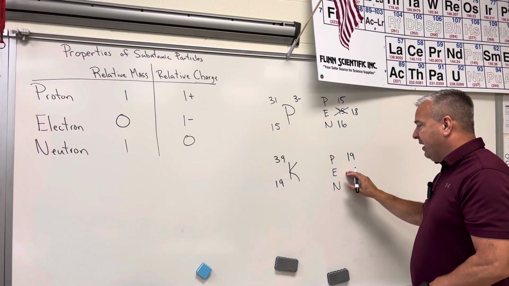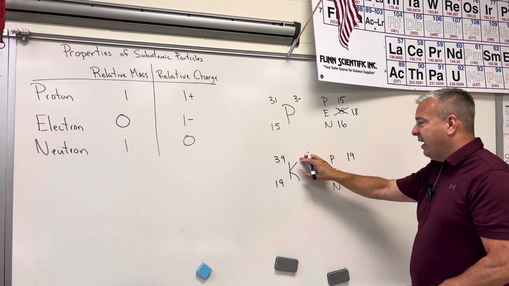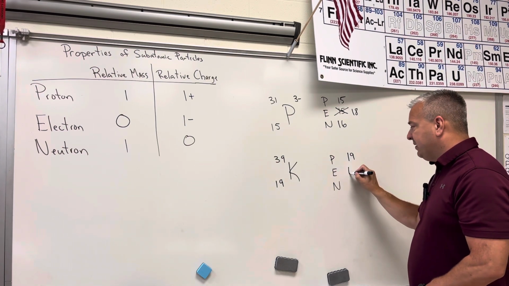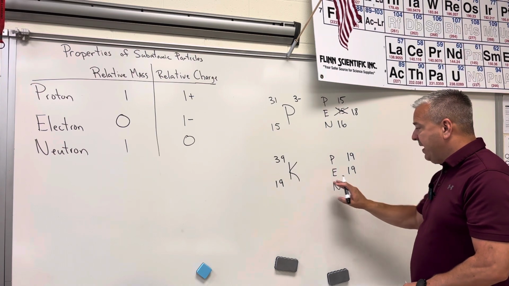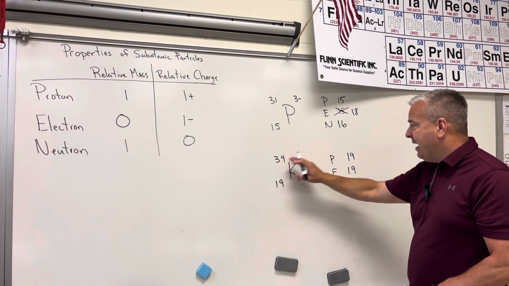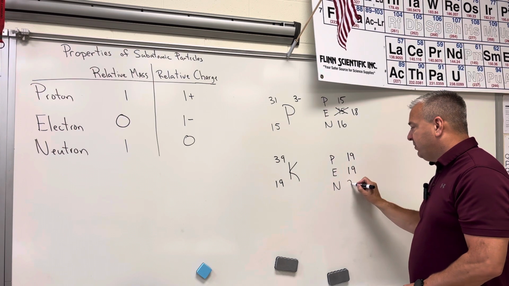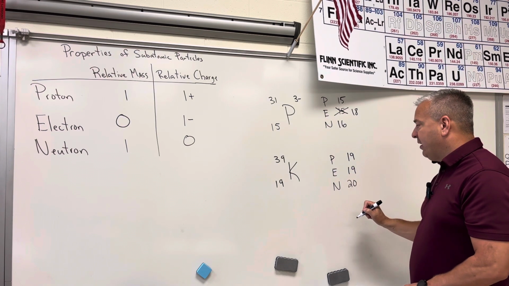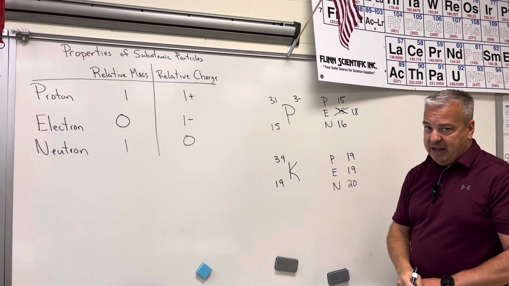From here, we're going to look at the electrons and the charge. There's no charge here, okay? So the protons and electrons have to match. Lastly, the neutrons are going to be based on the number of protons and the mass. The mass is 39. 19 of that mass comes from the protons, so the other 20 have to come from the neutrons. 19 plus 20 will give us 39.